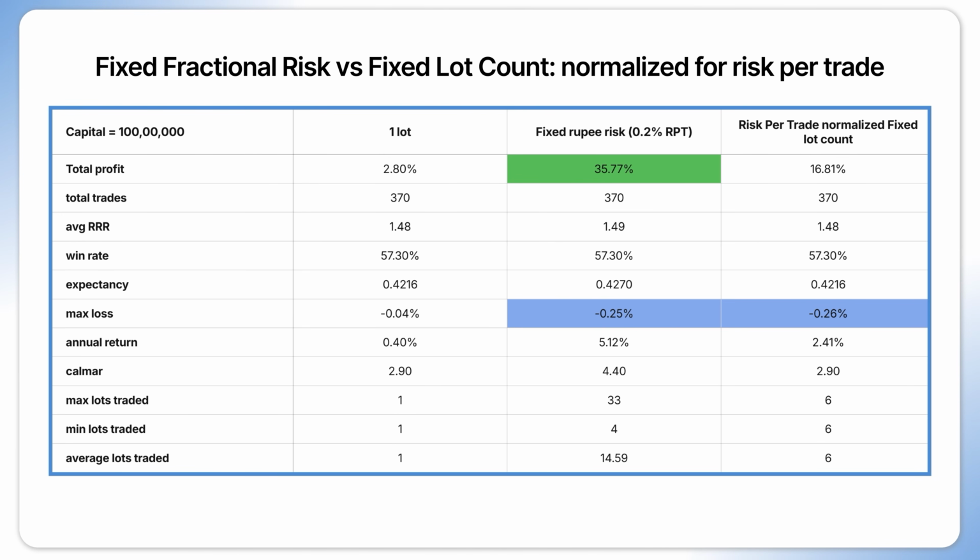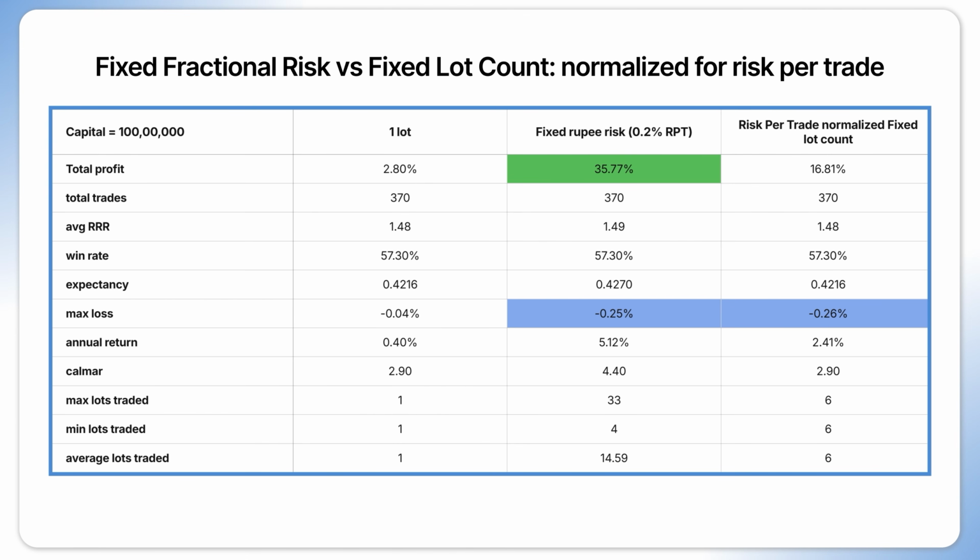And so is expectancy. Expectancy again is a function of your average reward to risk and your win rate. Neither of it changes with the number of lots you trade, so it still remains the same. The standout difference between the 0.2% risk per trade backtest and the 6 lot fixed lot count backtest is the total profit. You see a big difference between the two backtests when it comes to total profit.